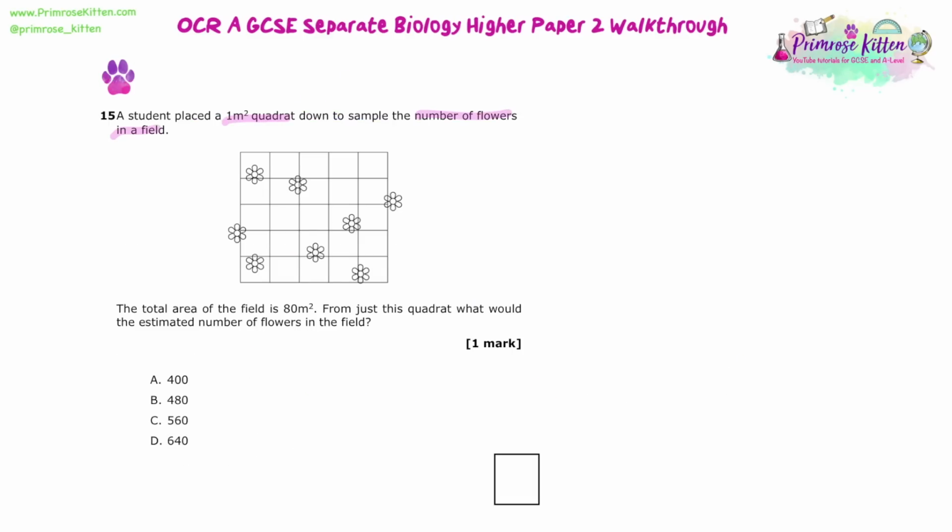Okay, our last multiple choice question, 15. A student placed a 1 metre quadrat down to sample the number of flowers in a field. The total area of the field is 80 metres squared. From just this quadrat, what would the estimated number of flowers in the field be?